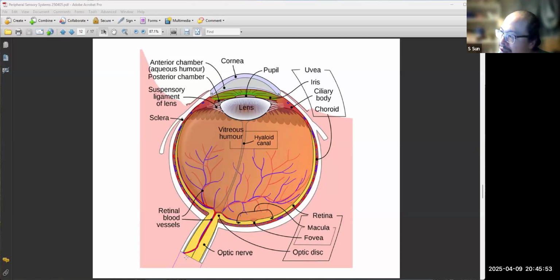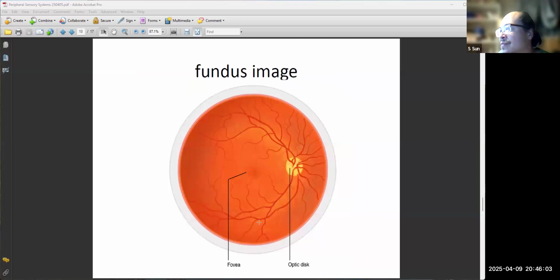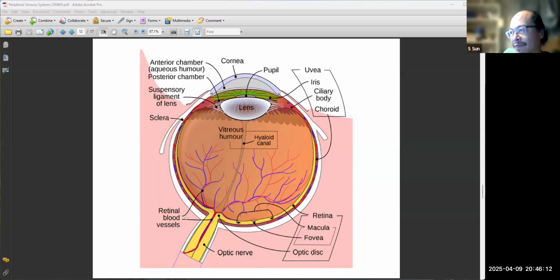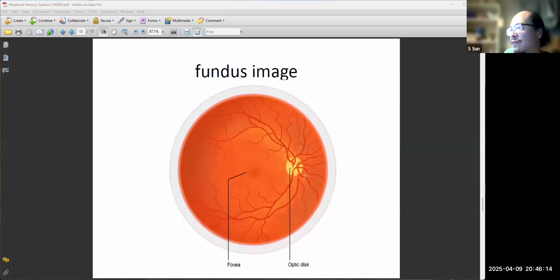Another thing is that in this central portion, you will see blood coming out. This is called the retinal blood vessel. Central artery, I think some other people call it that way. Let me see if I have that. Central retinal artery, right? So it comes out, and you will see that with the fundus image right here. You can see the blood vessels coming out, and they distribute on top of your retina.